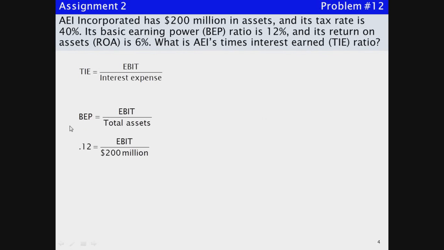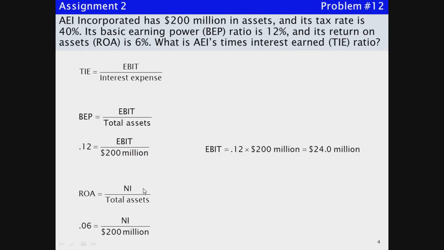We were given the BEP ratio, so let's write it out. BEP, basic earning power, is EBIT over total assets. We were given the BEP ratio is 12%, 0.12. We were given total assets of $200 million. Therefore, we know that EBIT is $24 million. We were also given that ROA is 6%. Well, ROA is net income over total assets. Put in 0.06 for the ROA, and we were given $200 million of total assets. Therefore, net income must be $12 million.